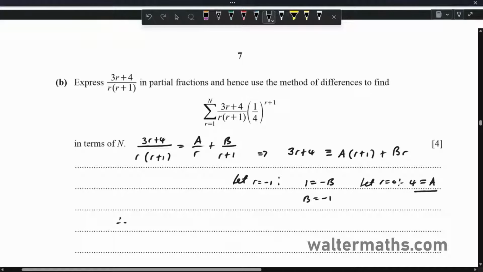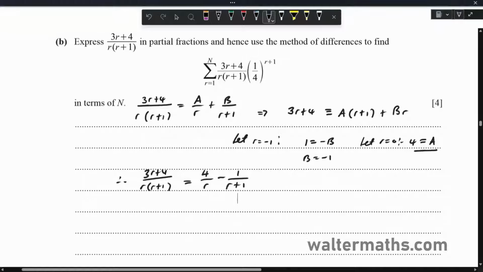So therefore, we are saying that 3r plus 4 over r of r plus 1 is equal to a, which is 4, over r, plus b, which is minus 1. So that's going to be minus of 1 over r plus 1. So we can now do the method of differences. Alright, the question says we should work this out.